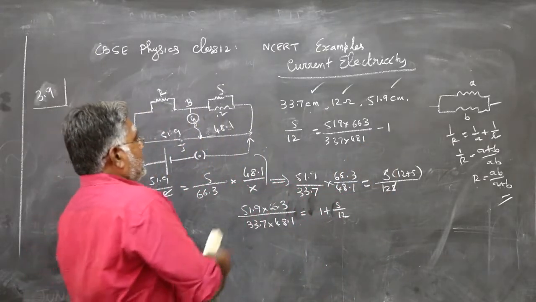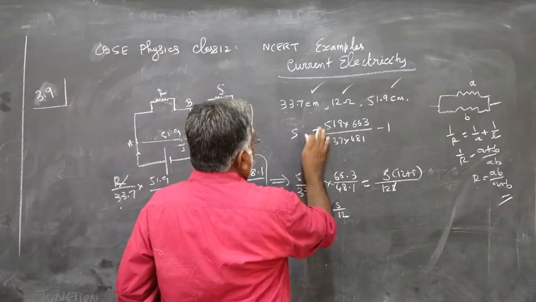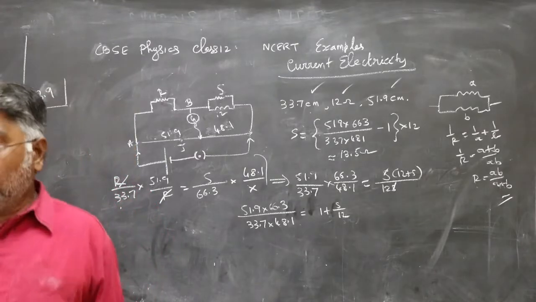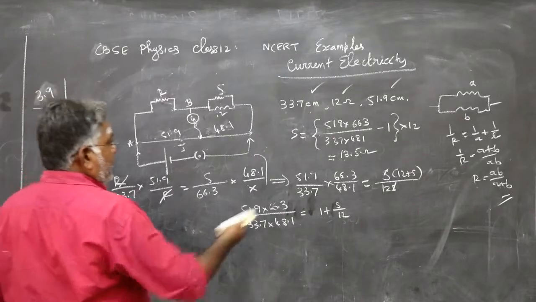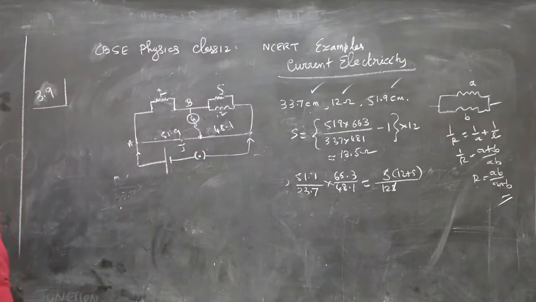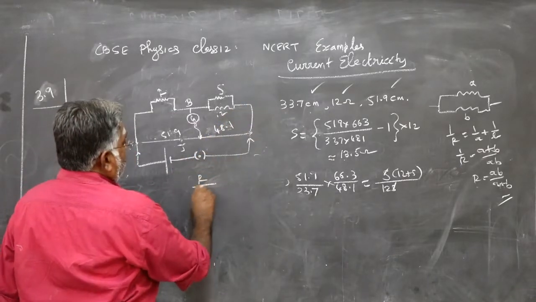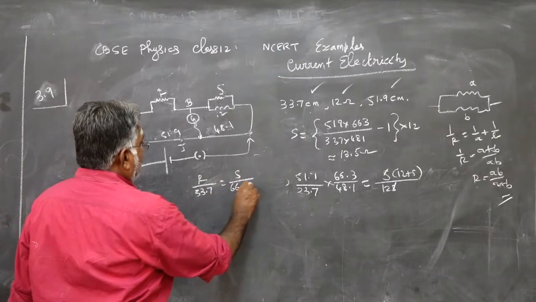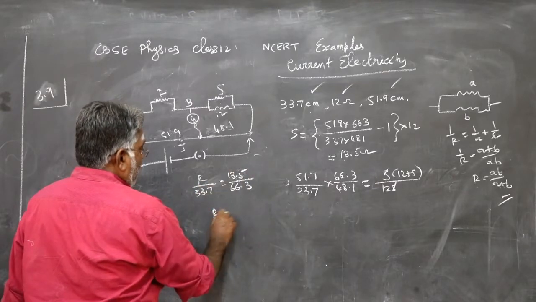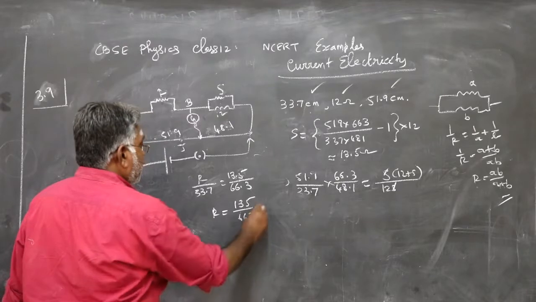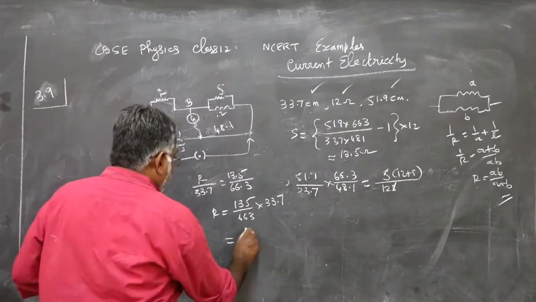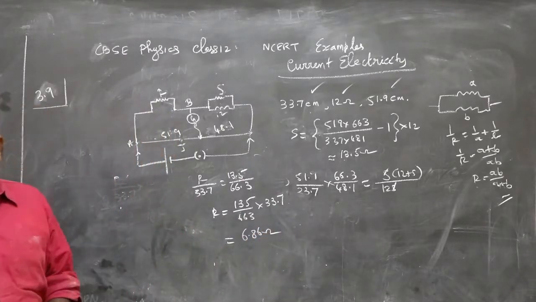From that you can find S. So 12 will go to the other side. Therefore S is equal to the whole thing into 12. So you will get the answer. How will you find R then? Take any one of the earlier equations. S is 13.5. We had the previous relation R by 33.7 equals S by 66.3. So S is 13.5. Find R. So R is equal to 135 by 663 into 33.7, getting 6.86 ohms. So you have found R and S.